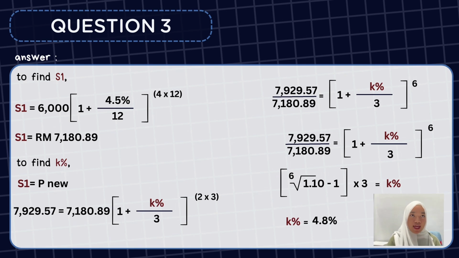The final amount S is given as 7,929.57, while P is 7,180.89 in the bracket 1 plus K over 3 to the power of 2 multiplied by 3. So we just can simplify the equation and we'll obtain 4.8% as nominal interest rate compounded every 4 months.